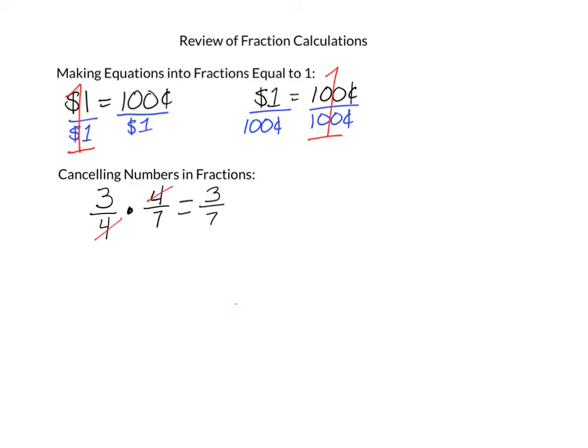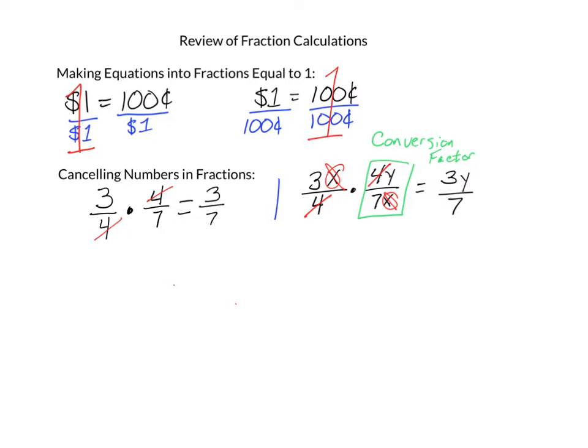So let's make it a little bit harder. We're now going to put some units in. Let's do 3x divided by 4 times 4y divided by 7x. So again, you should see that the 4's cancel out, but now also the x's cancel out. So we're left with 3y divided by 7. In this case, my units are x and y.